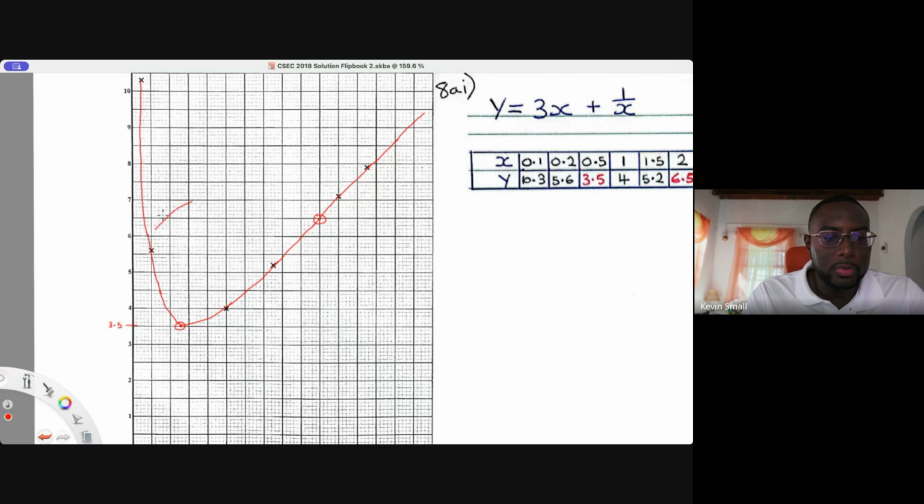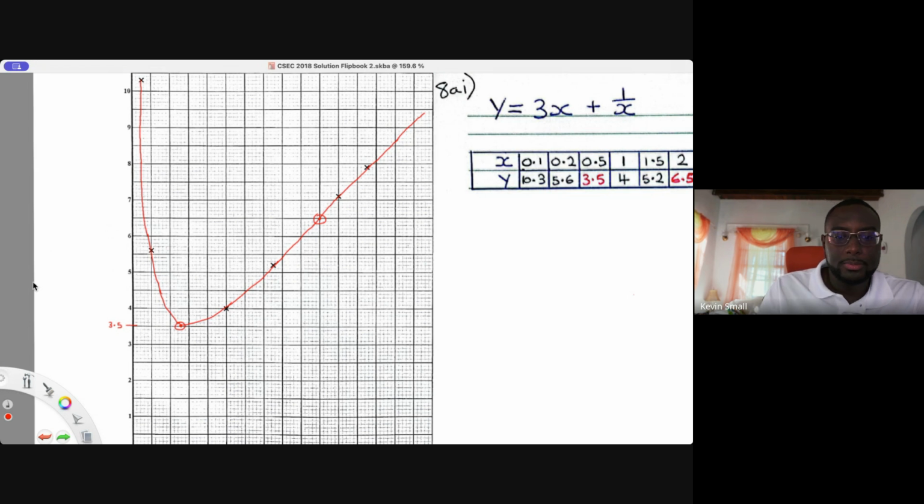Because I'm on the computer, I can't draw it as smoothly as I would like. That's not as smooth as it should be, but I think I should still get some marks at least. All right. I will try to make it a little better. I would recommend you try to make it a little better on your graph. Okay.